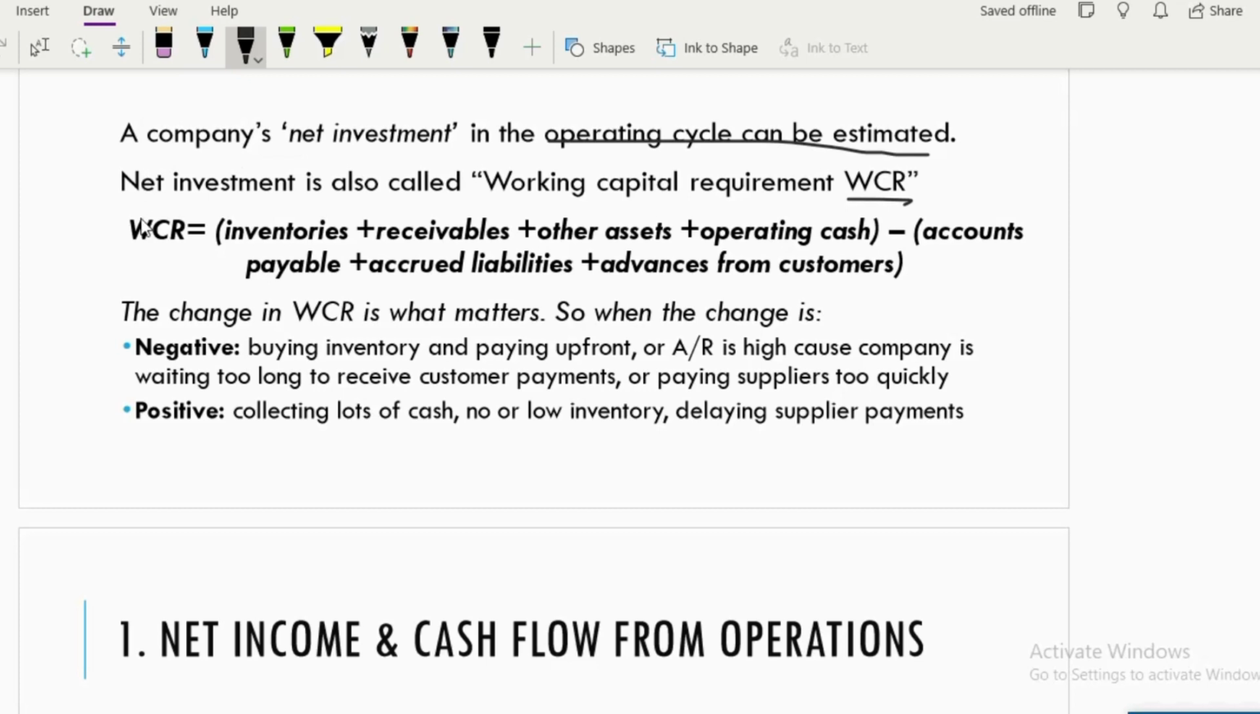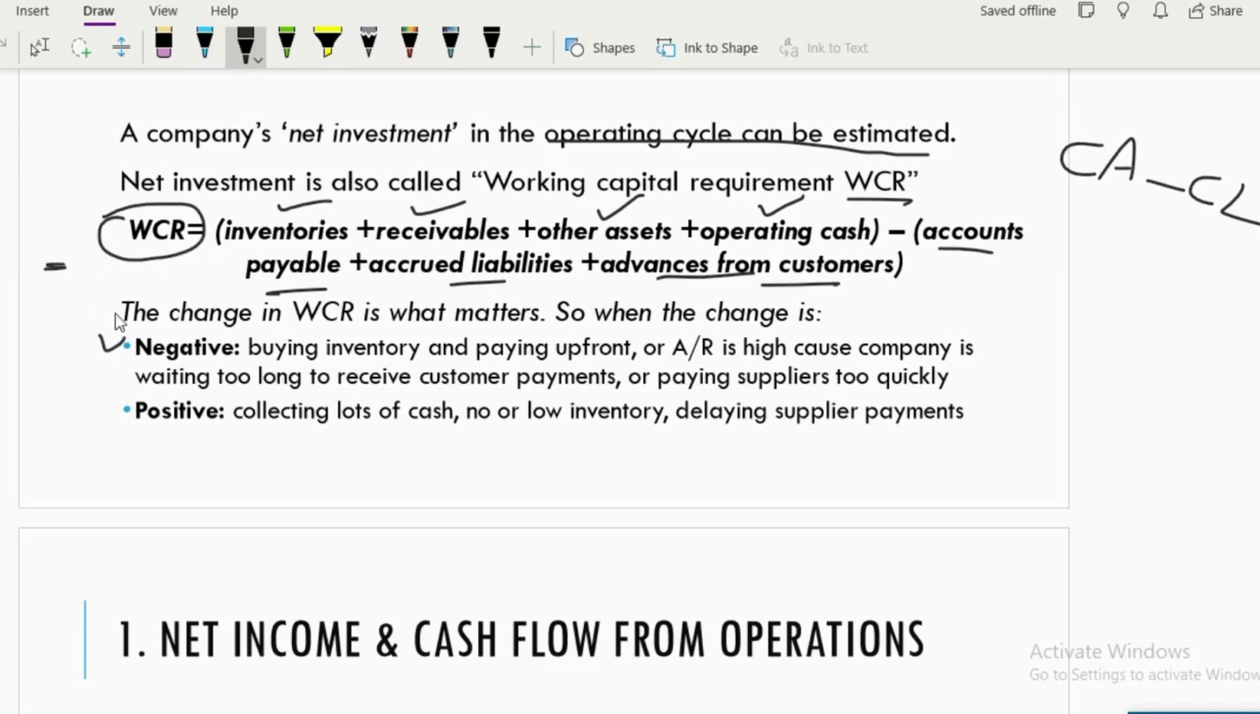So the working capital requirement is basically how much money you need for inventory, how much money you need for receivable, how much money you need for other assets, and the operating cash. These are all your current assets, right? Basically working capital requirement is current assets minus current liabilities. So the current liabilities are accounts payable, accrued liabilities, and advances from the customers, means unearned revenues, right? For example, if the working capital requirement answer is minus, if it is negative, it means that these assets are less than your investments, less than your borrowings, right?